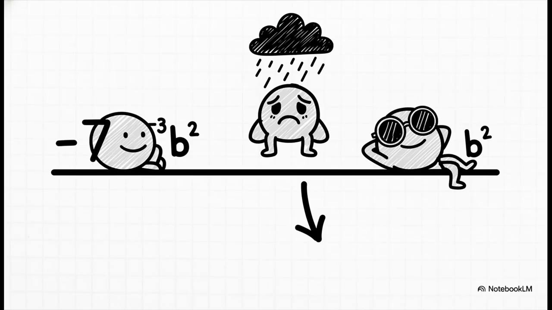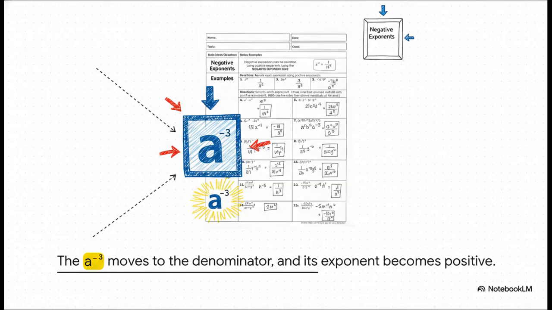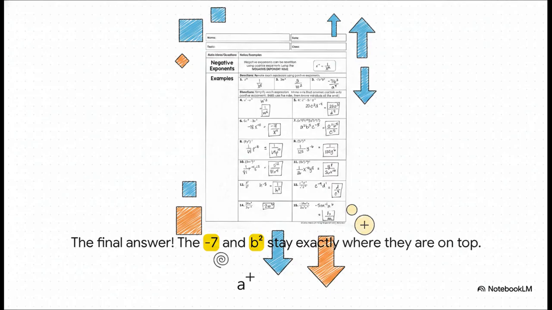So here's the deal. The a is the only piece that has a negative exponent. So it's the only piece that's unhappy and needs to move. The negative 7 and the b squared, they're perfectly happy staying right where they are, up in the numerator. Let's just picture it. That a to the negative 3rd takes that elevator ride we talked about down to the denominator. And the moment it gets there, its ticket gets punched, and its exponent becomes positive. So now it's a to the positive third power on the bottom. And there you have it.